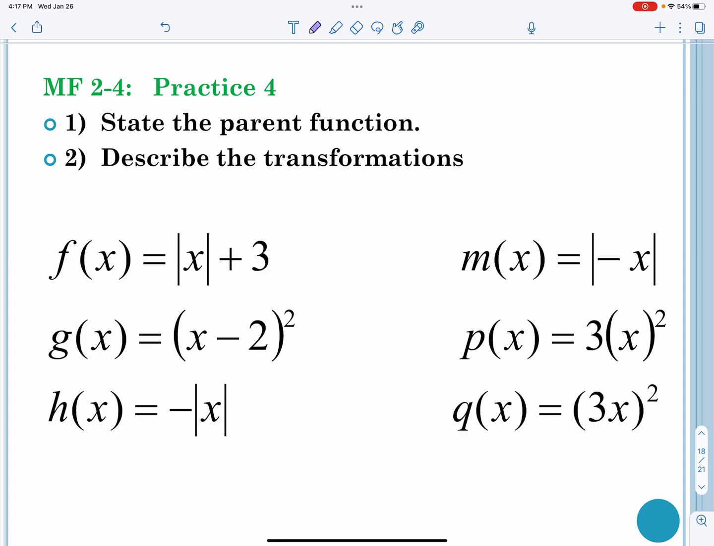Okay. All right, so on your assignment tonight, you have to state the parent function and describe the transformation. So again, I'm going to pause. I want you to pause the video, and I want you to answer these two questions. This is just the equation. Pause and answer these just on a scratch sheet of paper.